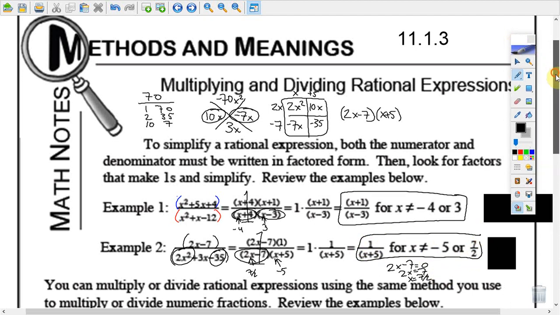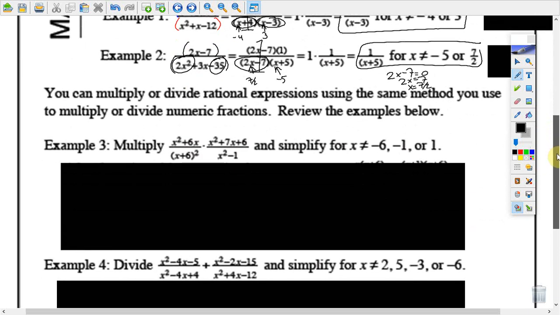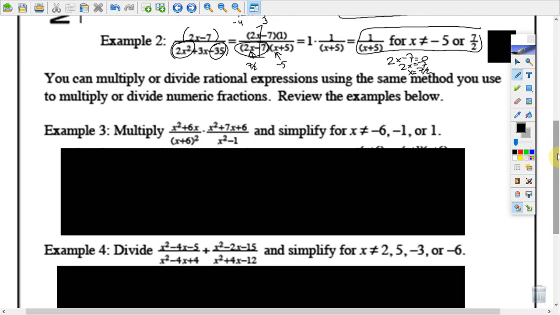All right, moving on. You can multiply or divide rational expressions using the same method you use to multiply and divide numeric fractions. So if we look at these examples below, we're asked to multiply these two fractions.